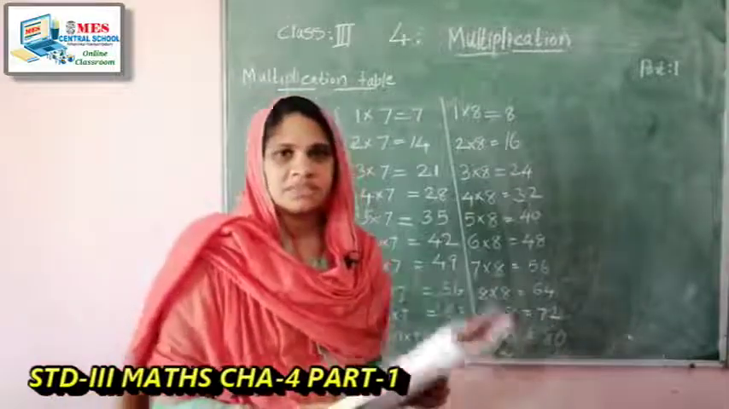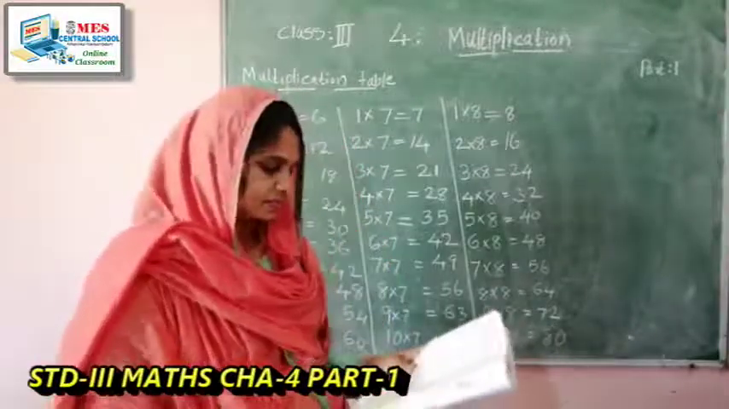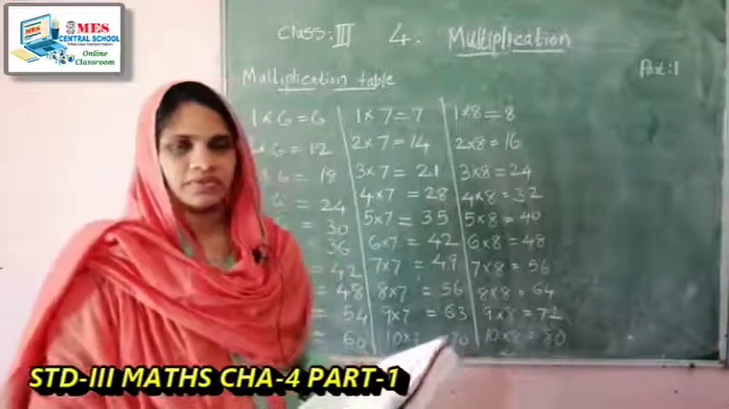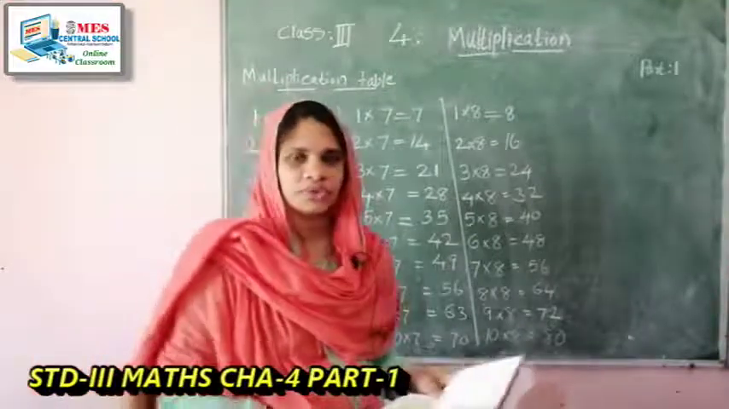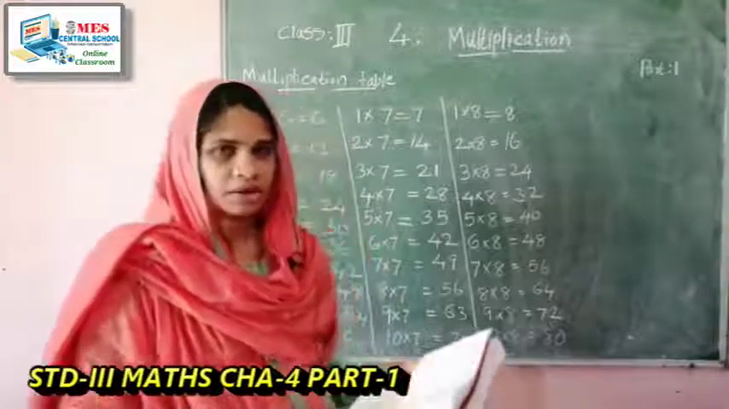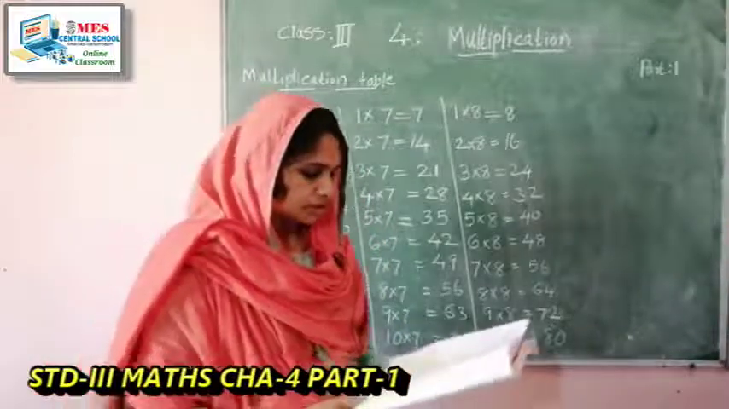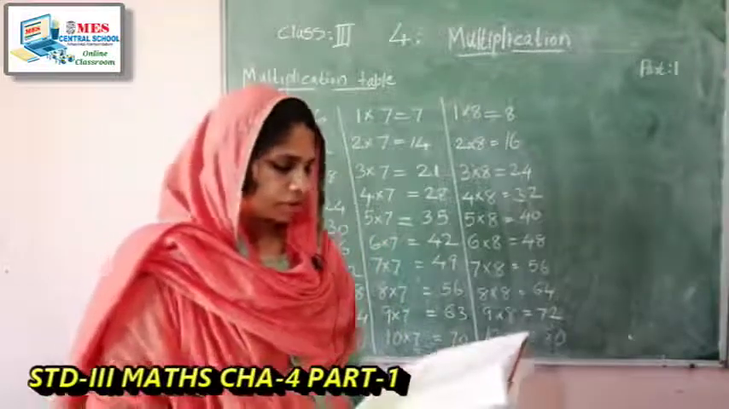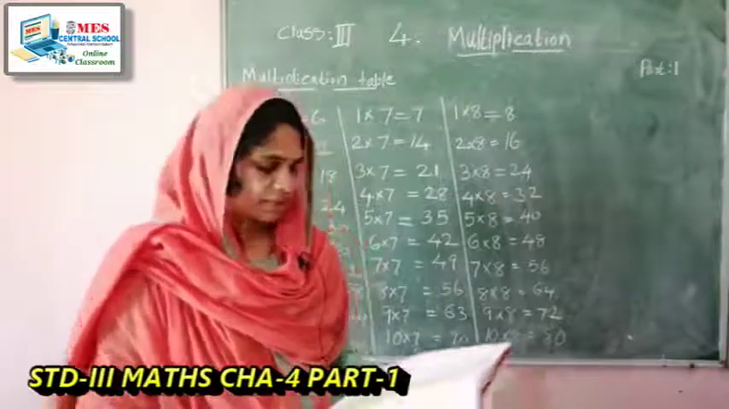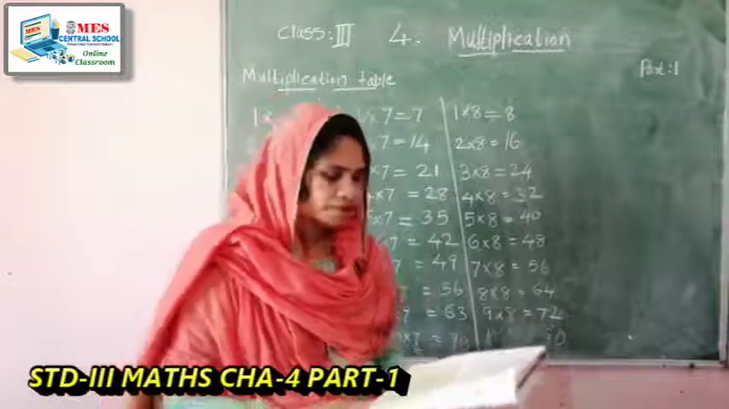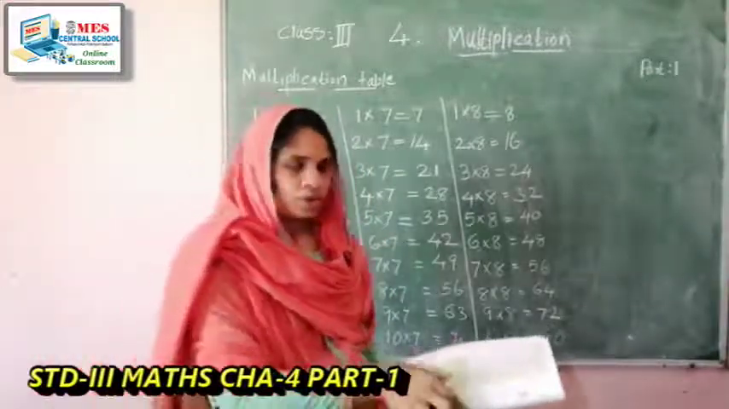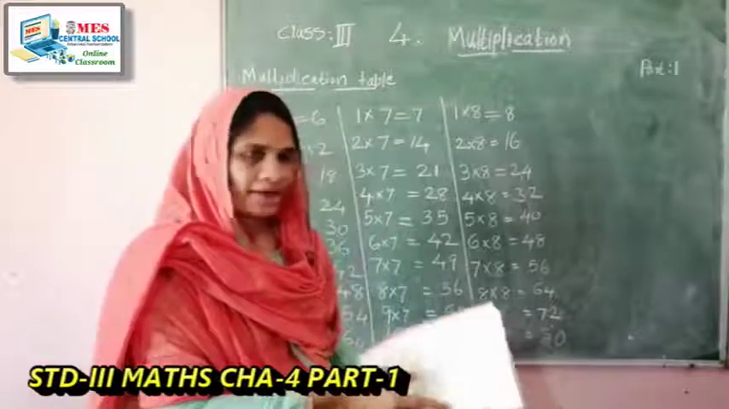Write the missing factors. Dash into 5 is equal to 25. Which number into 5 is 25? Yes, definitely 5. Next one, dash into 7, 35. 5 into 7, 35. Dash into 8 is equal to 40. 5 into 8. Similarly, find out all the missing factors.